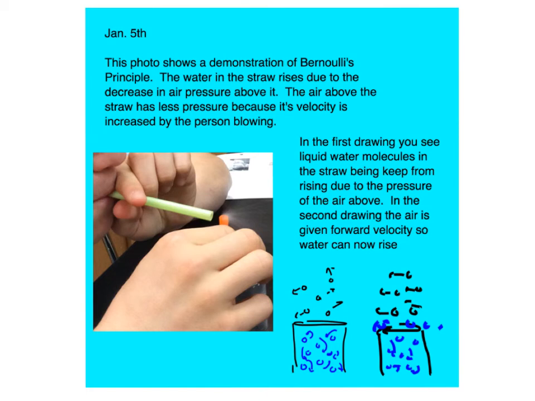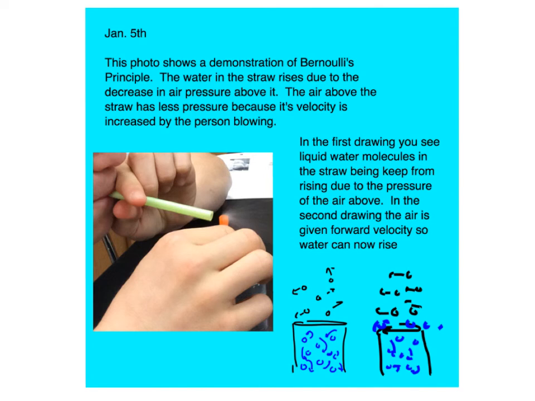This photo shows a demonstration of Bernoulli's principle. So they're connecting to what they were learning in class. I gave them notes in class on Bernoulli's principle. The water in the straw rises due to the decrease in air pressure above it. So they're showing an understanding of what they learned about Bernoulli's principle. The air above the straw has less pressure because its velocity is increased by the person blowing.